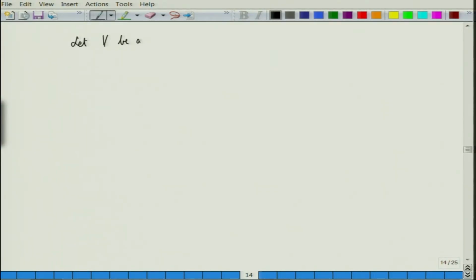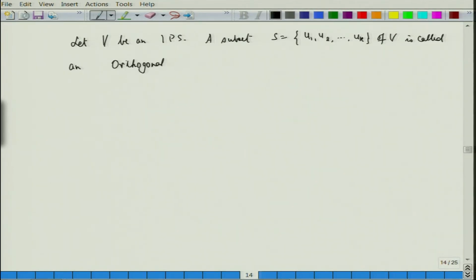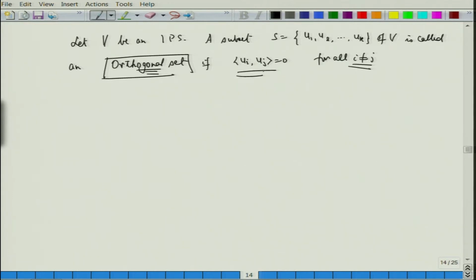So let V be an inner product space. A collection or a subset S which is equal to {U1, U2, ..., UK} of V is called an orthogonal set if the inner product of Ui and Uj is 0 for all i not equal to j. Alright. So I am talking of an orthogonal set. Orthogonal means they should be perpendicular to each other. They should be orthogonal to each other.